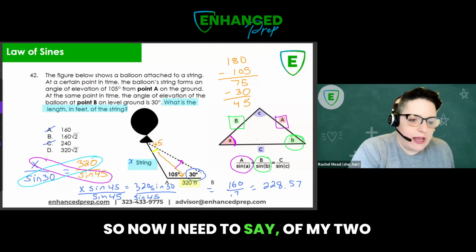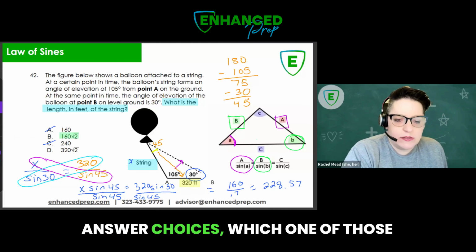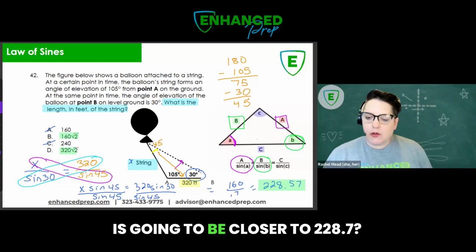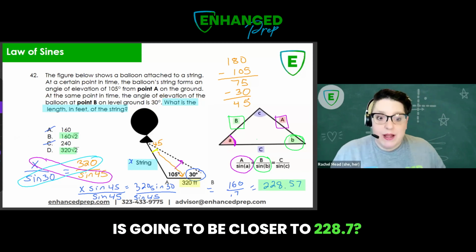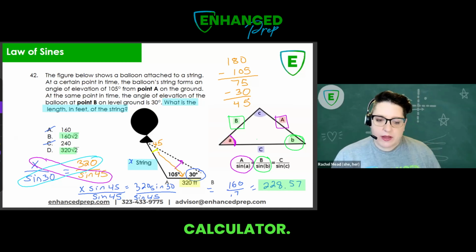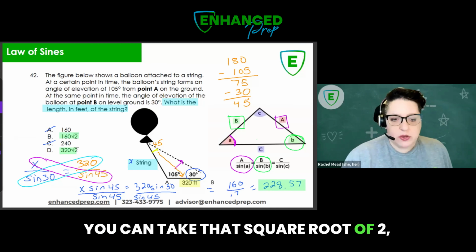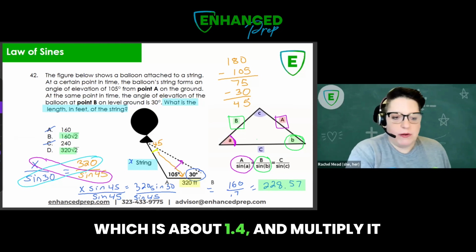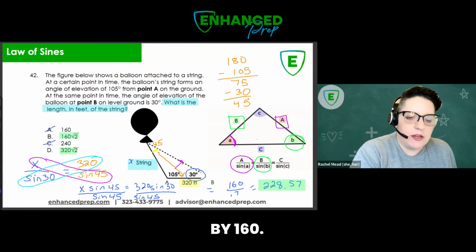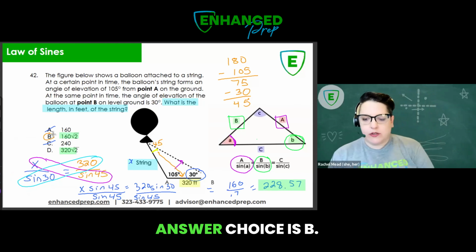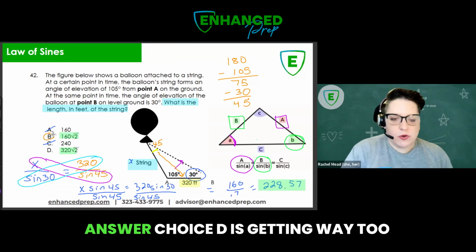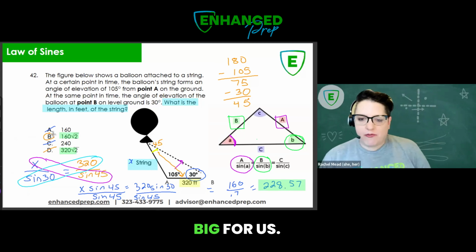So now I need to say, of my two answer choices, which one of those is going to be closer to 228.7? Again, you can plug these into your calculator. You can take that square root of 2, which is about 1.4, and multiply it by 160, and you will see indeed that our answer choice is B. Answer choice D is getting way too big for us.